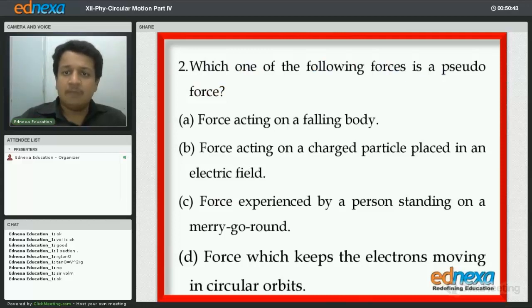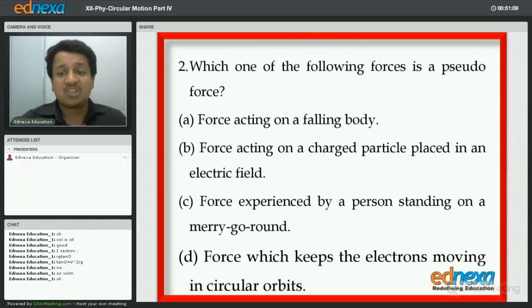Second question. Which one of the following forces is a pseudo force? Force acting on a falling body, that is gravitational force, which is not pseudo, so it is not the correct option. Force acting on a charged particle placed in an electric field, that is electrostatic force. Obviously, it is also not a pseudo force.